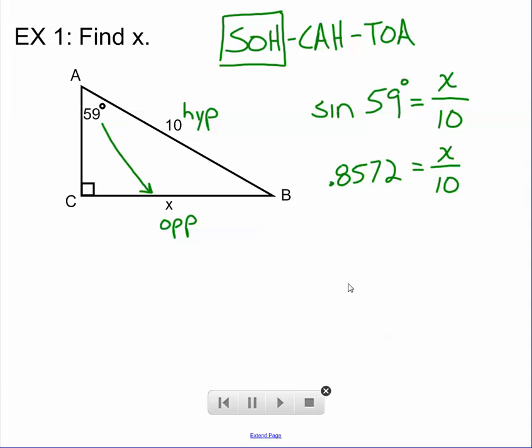Okay, and then this is a proportion that we're going to solve by just doing cross products here. Just multiply both sides of this equation by 10, and you'll get that x, and I'm going to round this here, x is about 8.6. So that's the length of this side. Now we could go even further. We could find the length of AC. Now that we know 2 sides, we could use the Pythagorean theorem, or we could do adjacent over hypotenuse, which is cosine, to find this side.